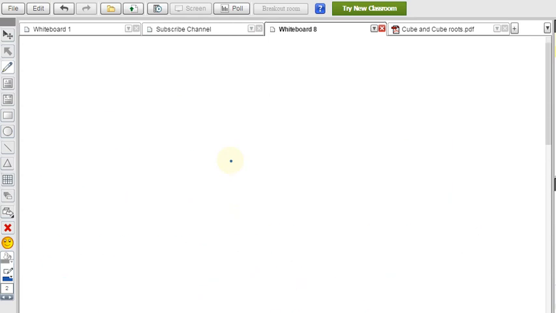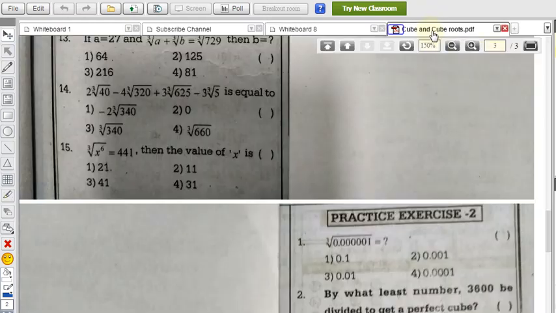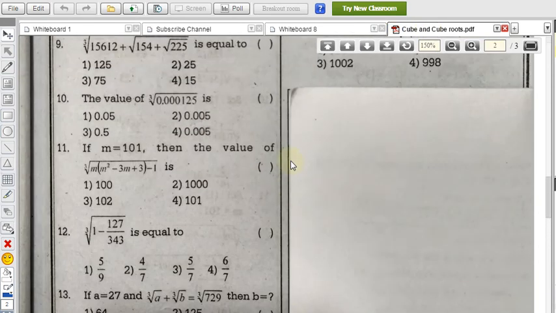Now let us see the exercise questions. We'll see one exercise, then one more exercise, and their solutions you can find on the website, which I will give in the description below.